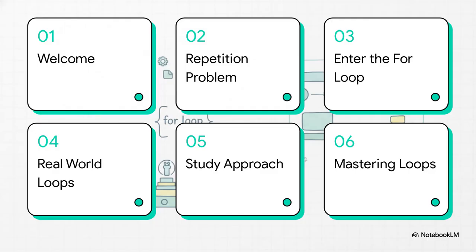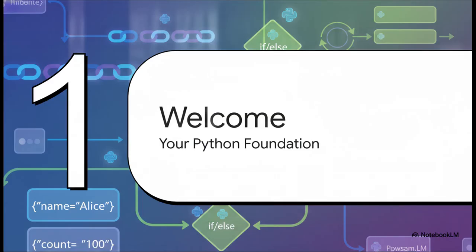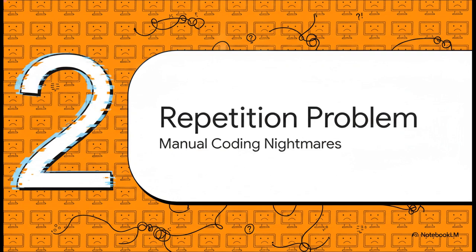So here's our agenda for today. We'll kick things off with Welcome to Lesson 9, then tackle the problem of repetition. After that, we'll enter the for loop, see loops in the real world, discuss our study group approach, and finally wrap up with mastering loops together. All right, Section 1. Welcome to Lesson 9, Building on Your Python Foundation. Moving right along to Section 2, the problem of repetition, manual coding nightmares.